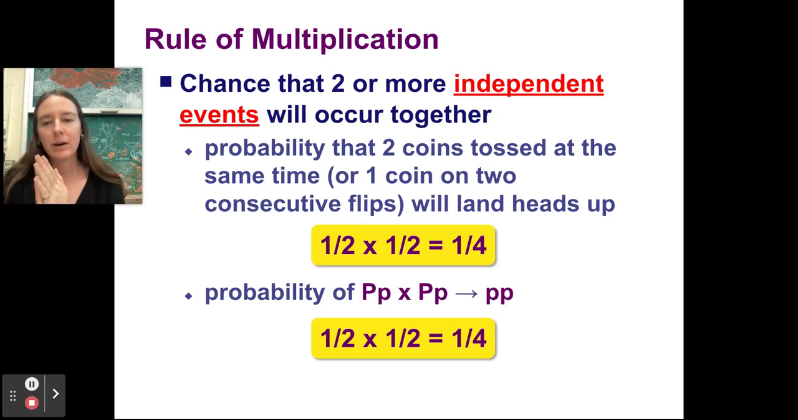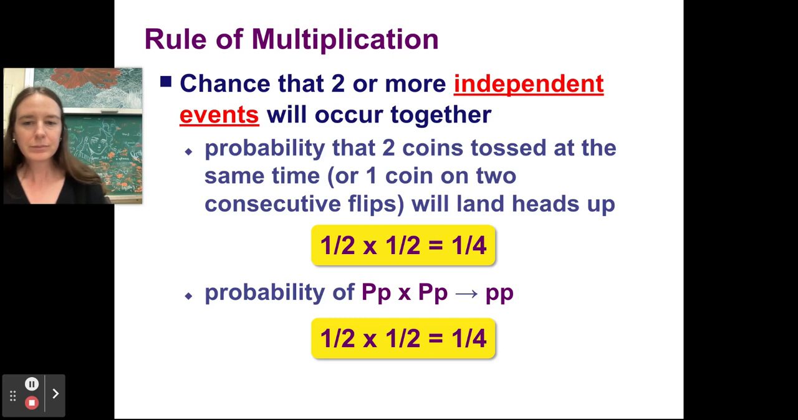Okay. Now, here's what you do. You're going to take the probability, the chance that, let's say we're talking about flipping a coin. What's the chance that you're going to get heads up the first time? It's a 50-50 chance, so 1/2.